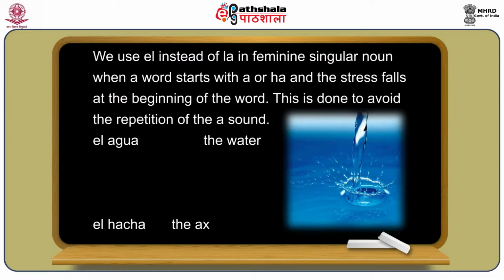Now you remember that we use el instead of la in feminine singular nouns when a word starts with a, or ha, and the stress falls at the beginning of the word. Now why is this? It is done to avoid the repetition of the a sound. For example, the water in Spanish is known as el agua, and why not la agua? It is just to avoid the repetition of a within the word.